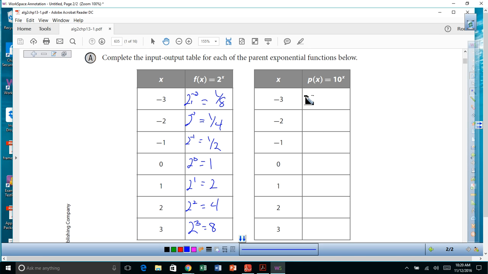Same thing over here. 10 to the negative 3 is 1/1000. 10 to the negative 2 is 1/100. 10 to the negative 1 is 1/10. 10 to the 0 is 1. Might want to pay attention to that right there. And then 10 to the first power is 10. 10 squared is 100. And then 10 to the third power is 1000.